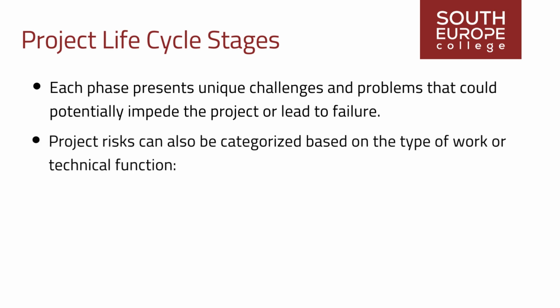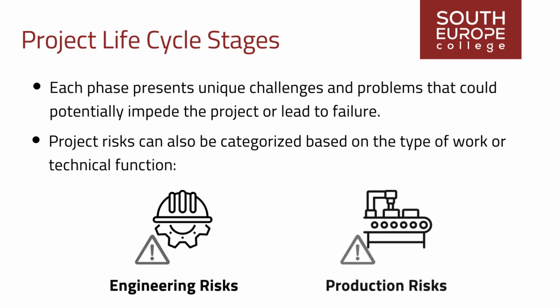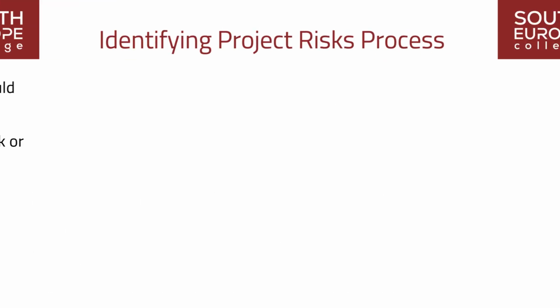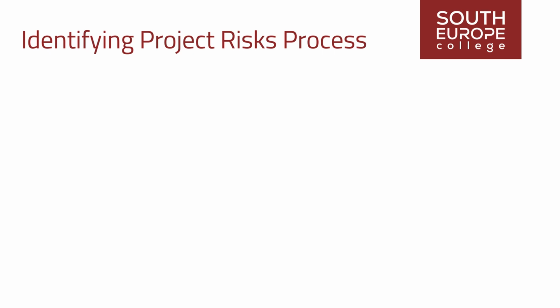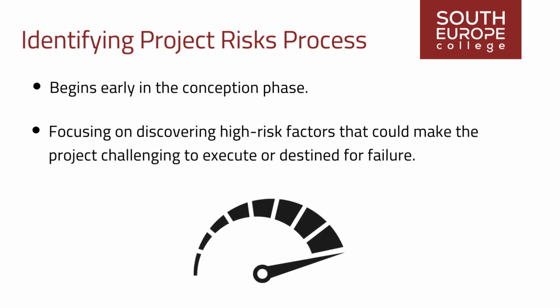Project risks can also be categorized based on the type of work or technical function, such as engineering risks related to product reliability or production risks associated with manufacturability and resource availability. The process of identifying project risks begins early in the conception phase, focusing on discovering high-risk factors that could make the project challenging to execute or destined for failure.